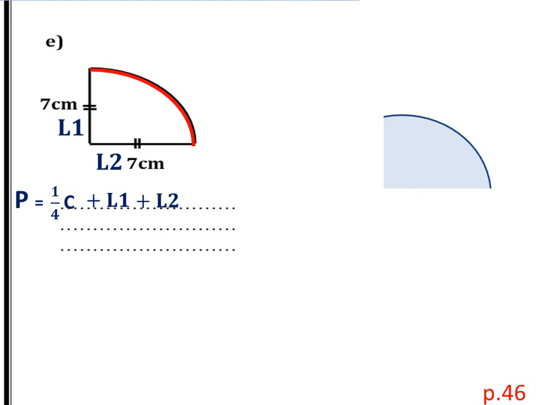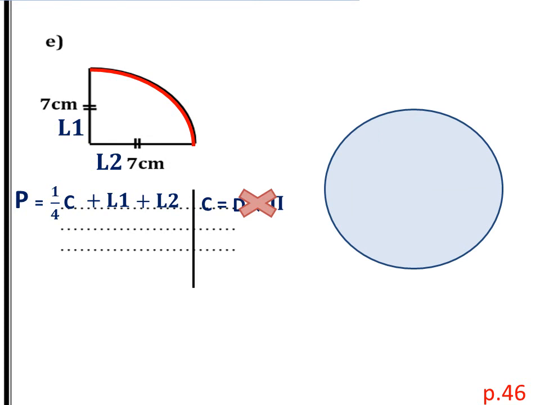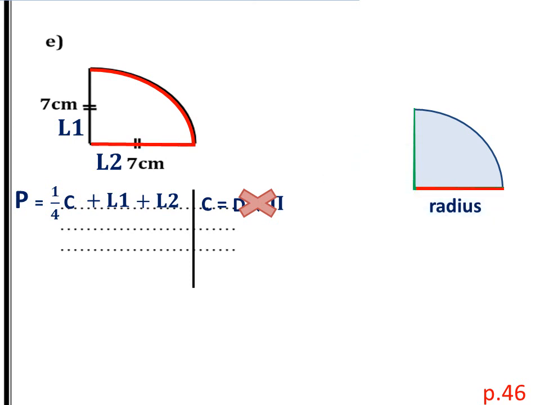And now let's find the circumference first. So C equals D times pi. No, we do not have the diameter here. We have the radius. Why? Because here we have a circle. When we divide it into two parts, it will be the diameter. And when we divide it into four parts, this red line will be the radius, and the rest will be the other radius. So in the quarter, we are going to use the radius.